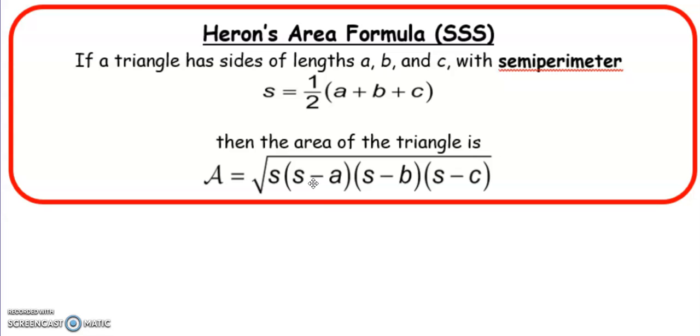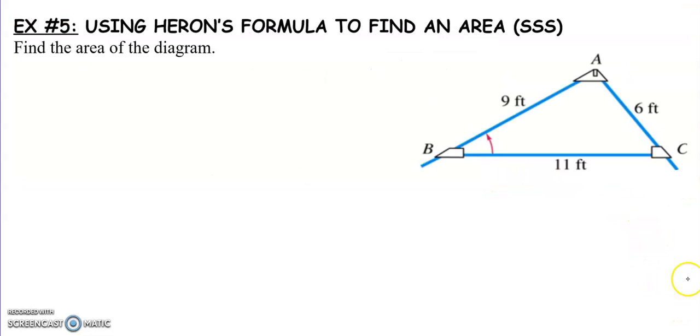So if I give you the lengths of all three sides, what we're going to do is calculate what we call the semi-perimeter, which is going to be little s. So we're going to add the lengths of all three sides, cut that in half, and then we're going to take that value of s and plug it into this formula to find the actual area of that triangle. So let's take a look.